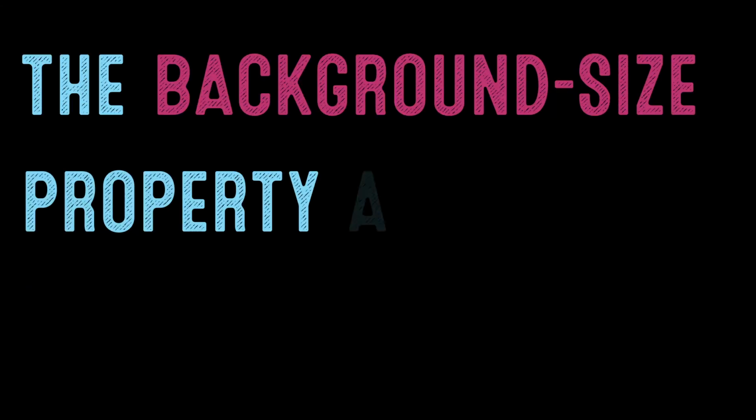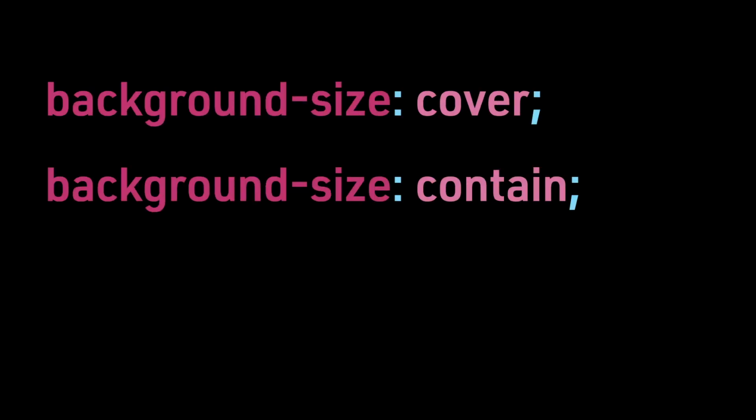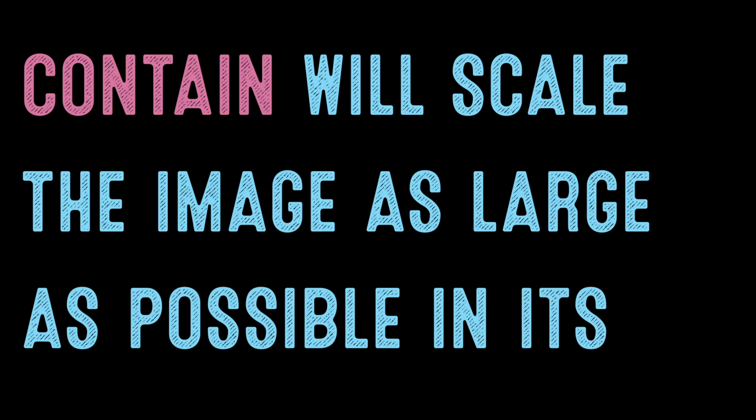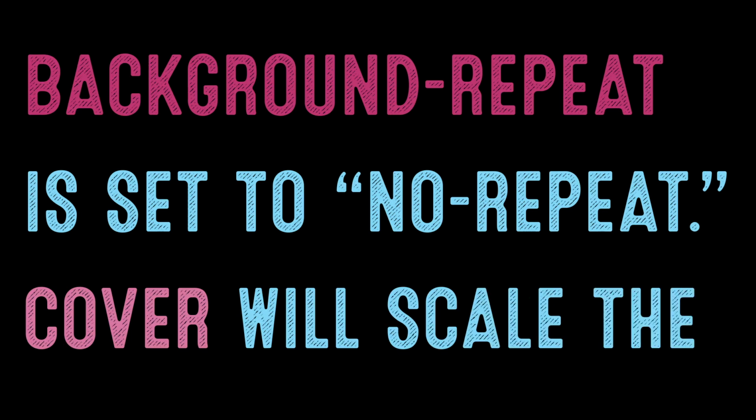The background size property also accepts the global values of inherit, initial, revert, and unset. It can have the following predefined values: background size cover and background size contain. Contain will scale the image as large as possible in its container without the image being stretched or cropped. If the container is larger, the image will tile unless the background repeat is set to no repeat.